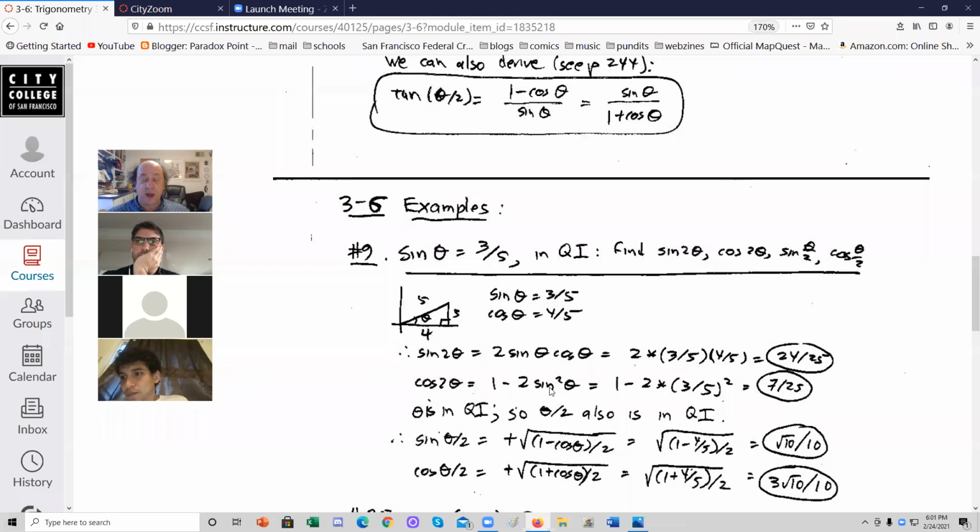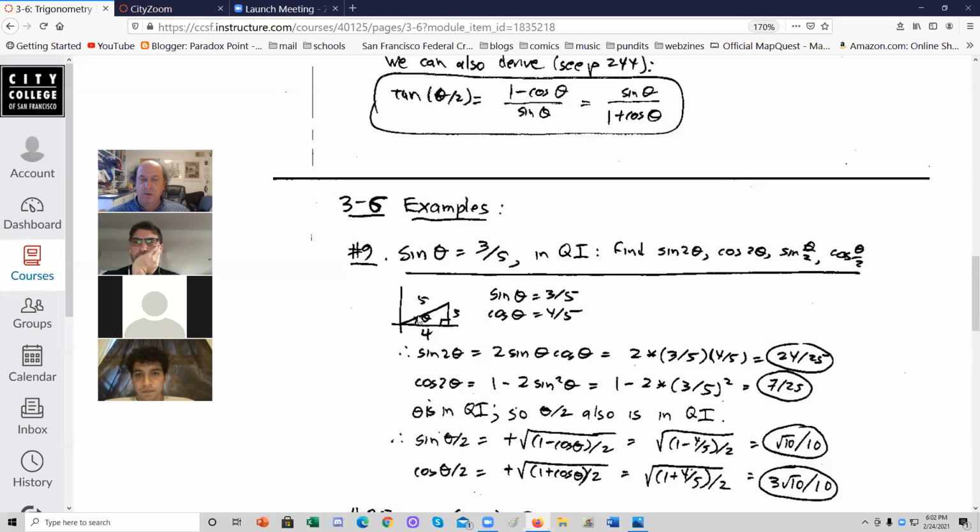1 minus twice sine squared. Although I could also do 2 cos squared minus 1, I always think it better to use the freshest ingredients, so to speak, to use the original data rather than anything derived from it, because there's less chance of making a mistake. So anyhow, cosine 2 theta is 1 minus twice sine squared. So that's 1 minus twice the square of 3/5. After a bit of algebra, a bit of arithmetic, you get 7/25. So here are the double angles.